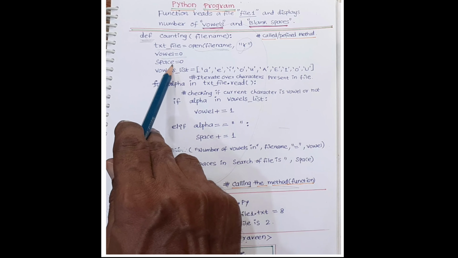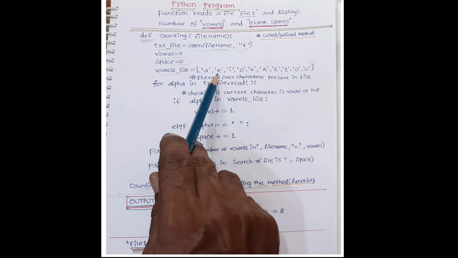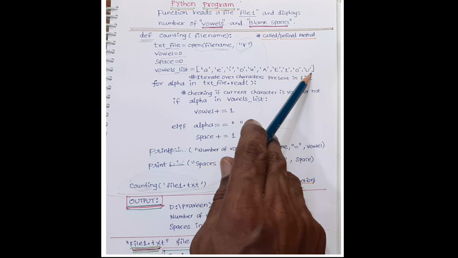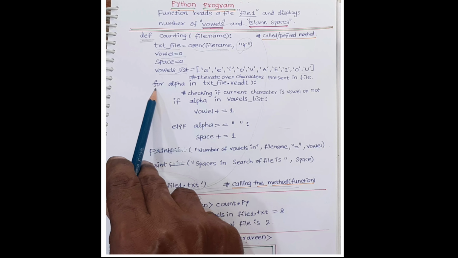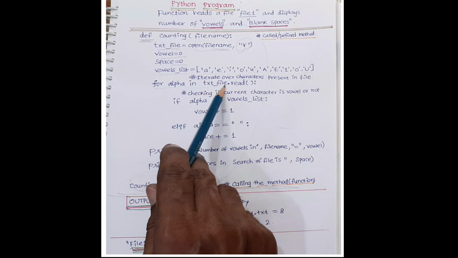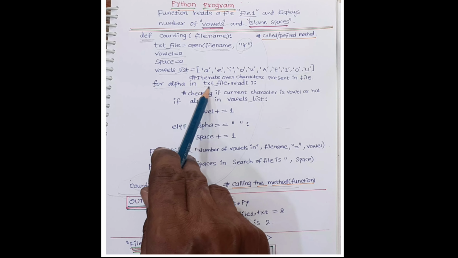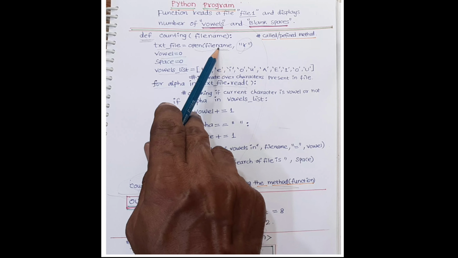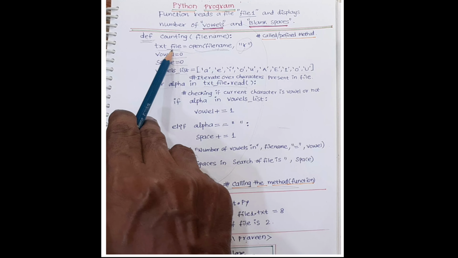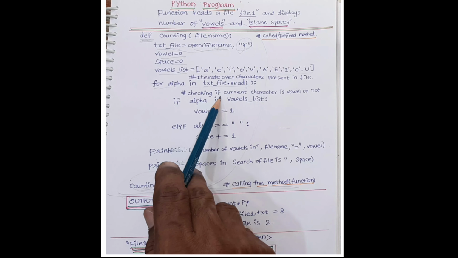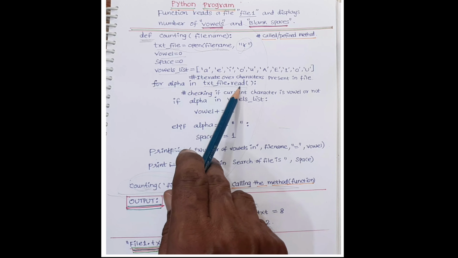First, I initialized vowel to 0 and space to 0. This is my vowels list: small a, e, i, o, u, and capital A, E, I, O, U. Next, I have taken a for loop, for alpha in txt_file.read(). I will read from this text file. Here, my file1.txt is assigned to txt_file. I'm going to read that file1.txt.